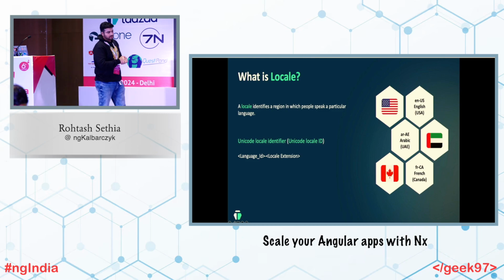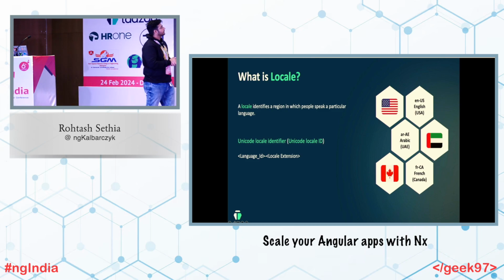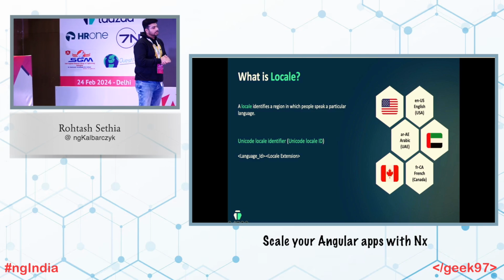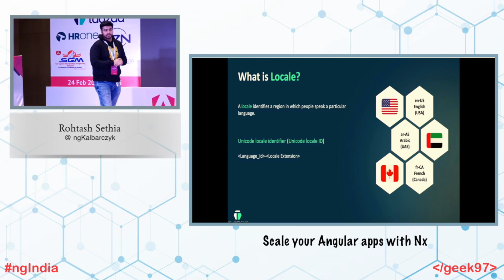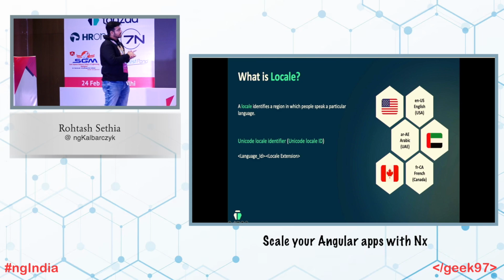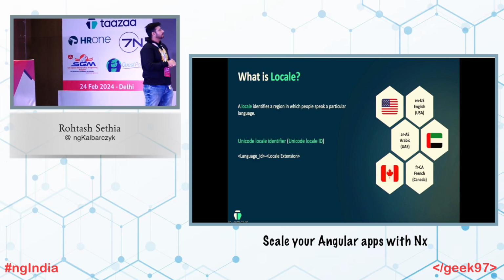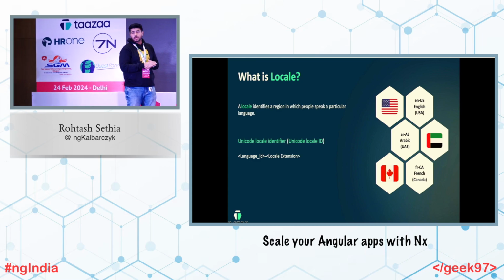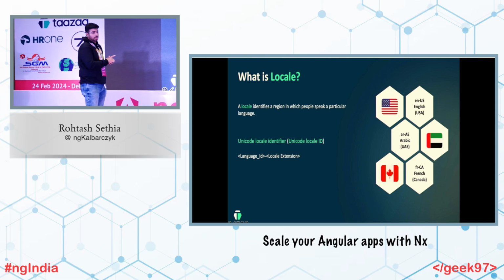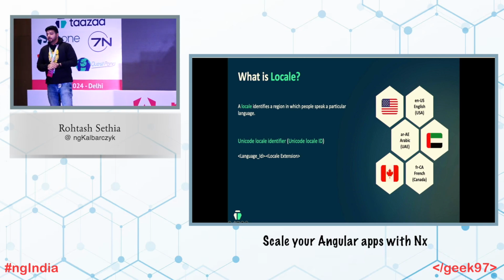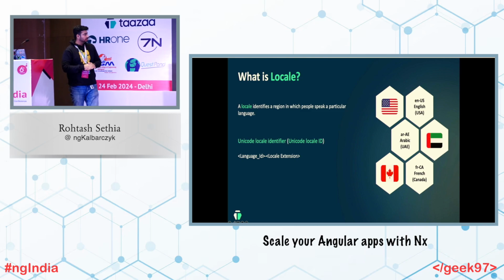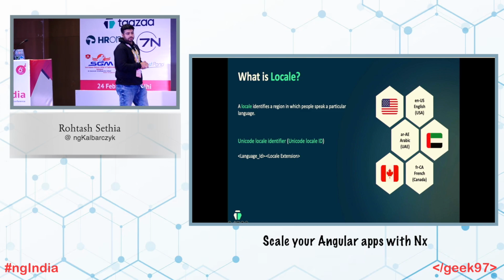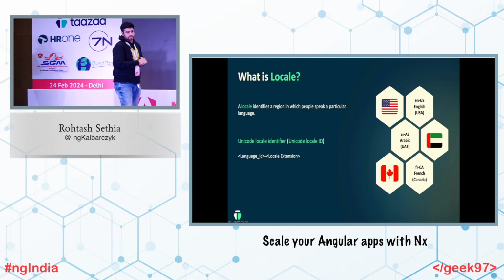And here are some examples of standard locales. Just like in US, people speak English, right? It's their primary language. So that's their locale. Similarly, in UAE, people speak Arabic and that's their locale. And in Canada, primary language is still English, but vast majority also speaks French. So that's why we kept the example of this locale.